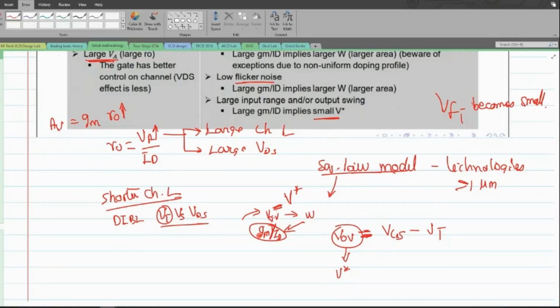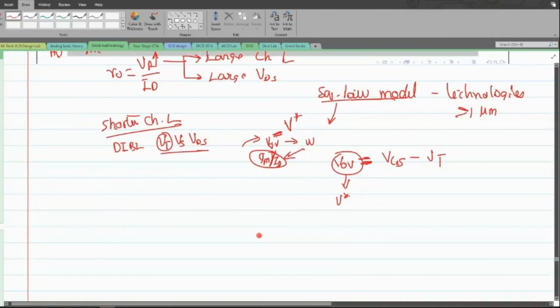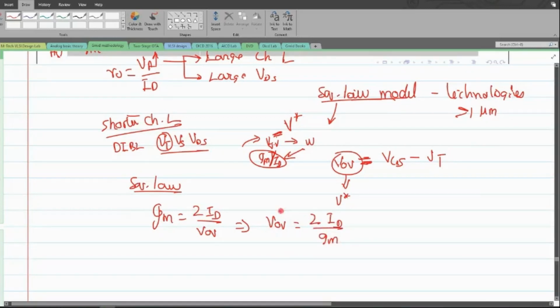So what I do next is that I make use of the equation where GM is defined as 2ID by VOV. Okay, this is basically from the square law model. Now from here, I could derive the VOV as 2ID by GM. Now as I said, since the value of VOV is not to be considered a fix for the current nanometer technologies, we replace this with V star. So V star is written as 2ID by GM.